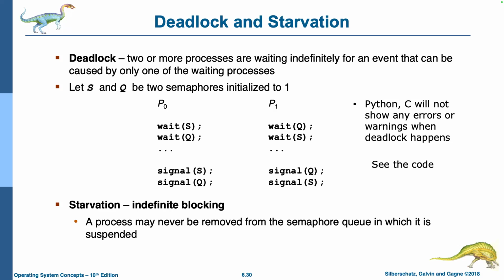P0 waits for S, which is good because S and Q are each 1. Waiting for Q is good. But now waiting for Q is blocked. And waiting for S in P1 is also blocked. So P0 and P1 never get to the signal operations. This is deadlock. This is a misuse of semaphores causing deadlock. That's why I say semaphores are sometimes hard to use.